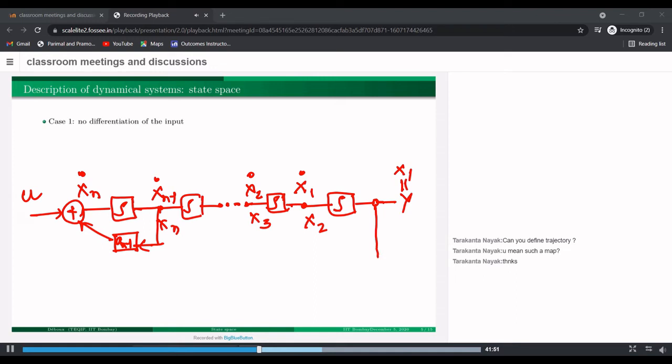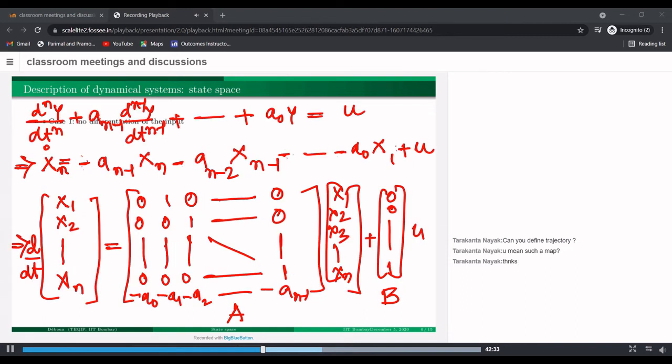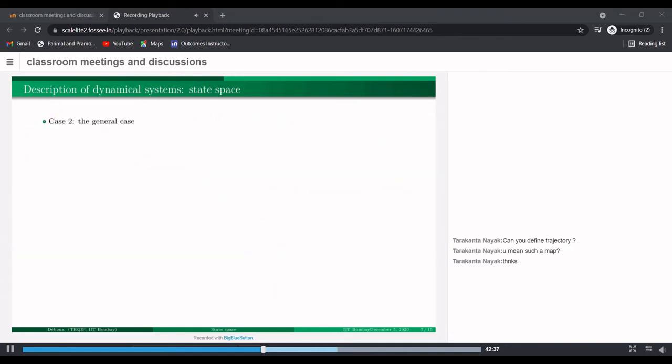x1 gets multiplied by a0. x2 gets multiplied by a1, with the minus sign here. All this with the minus sign. Sorry, I put an arrow wrongly here. Like this. And this one also gets multiplied by the minus sign, minus a2. So this becomes the way one represents this x dot equals ax plus bu kind of thing. Ultimately we do get something like x dot equals ax plus bu.